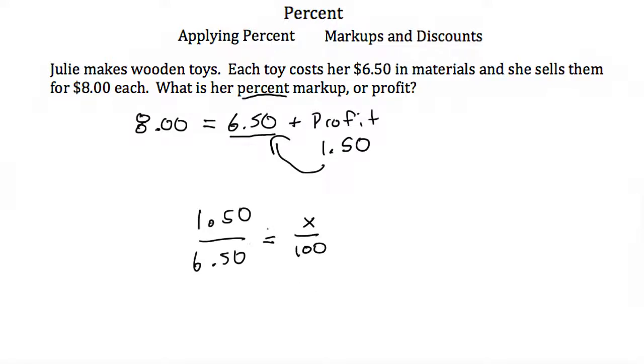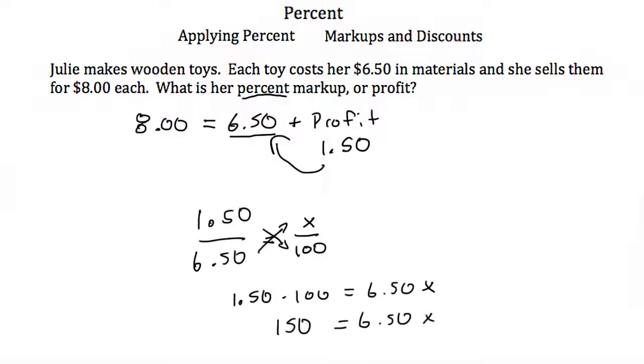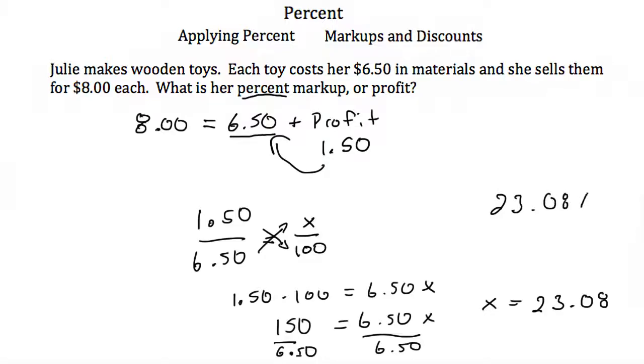Well, again, we cross multiply. We're going to get 150 times 100 is equal to 650 times x. Well, 150 times 100 is 15,000. It's equal to 650 times x. And if we divide by 650, we get x is equal to 23.08. So Julie charges just over 23% markup.